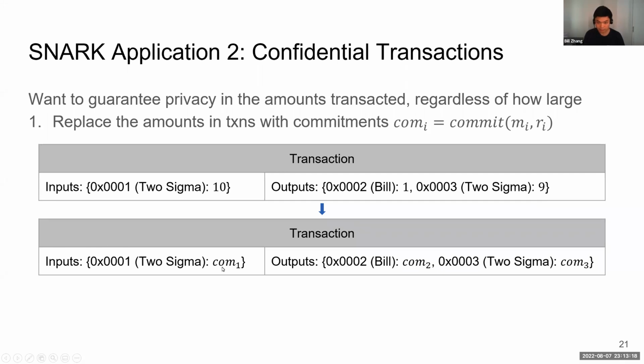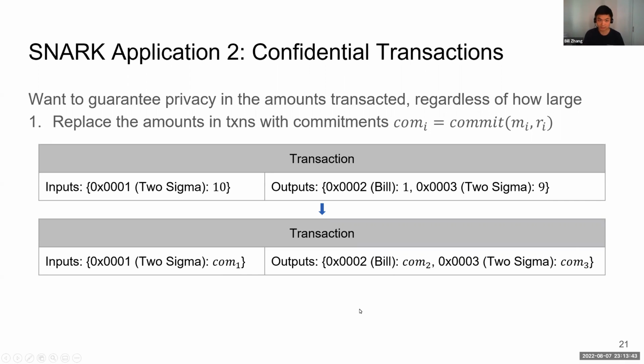This could be turned into a confidential transaction by replacing all of the quantities involved with cryptographic commitments, so that somebody looking at this transaction from the outside will not know how much 2 sigma has sent to me and how much 2 sigma is sending back to itself, even though it is okay that they know who is sending it. I'm okay with people knowing that 2 sigma is paying me, but I don't want people to know how much 2 sigma is paying me, for instance. That's a use case for confidential transactions.